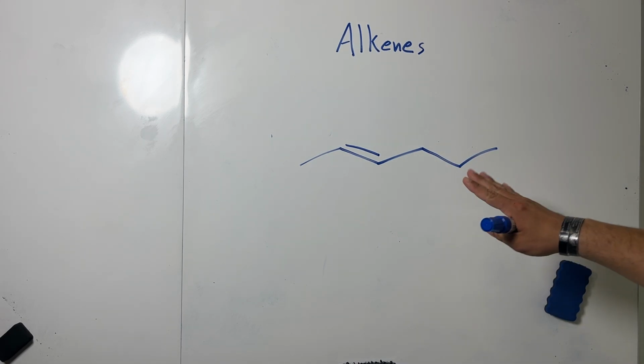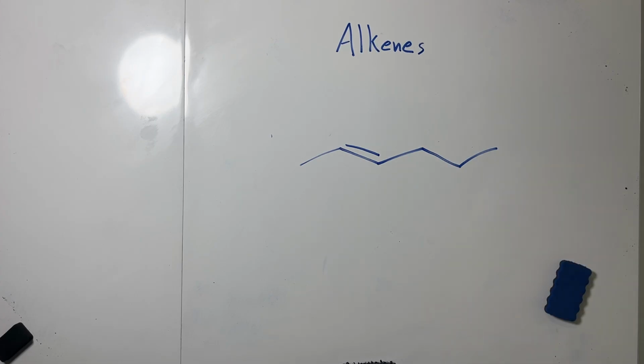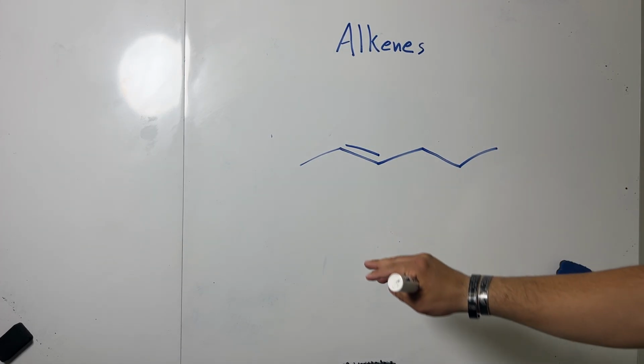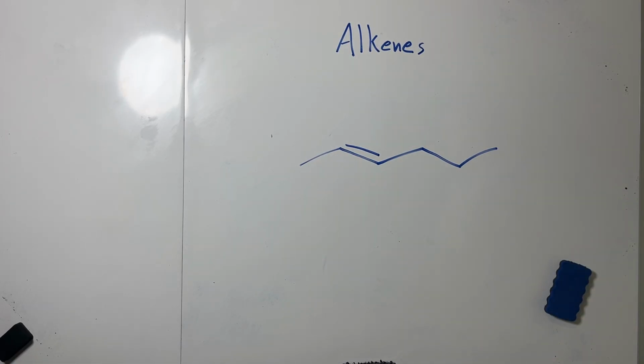Naming alkenes is actually relatively simple, and if you know how to name alkanes, then you're like 90% of the way there. So what is an alkene? It looks pretty much just like an alkane. However, now we have a double bond introduced here. So we need to name it as such.